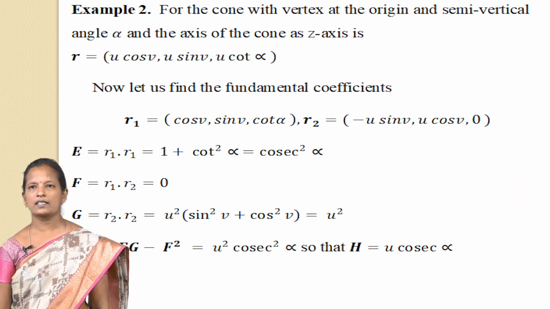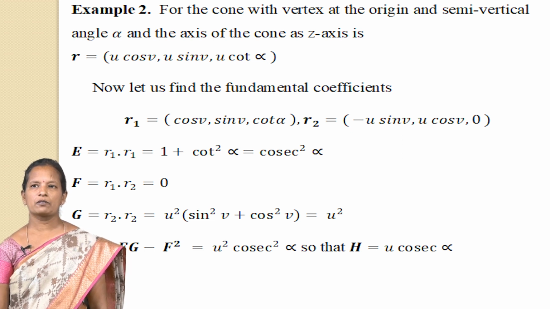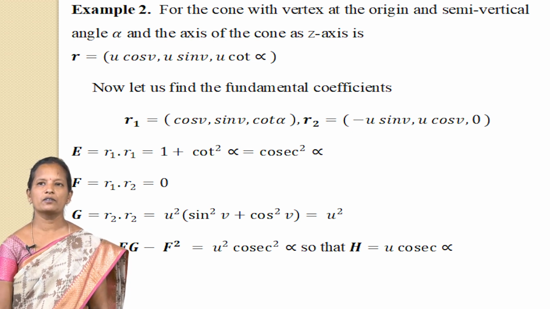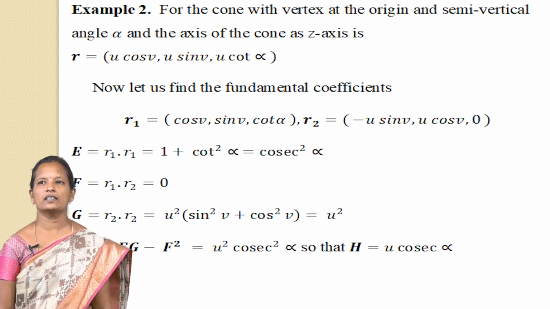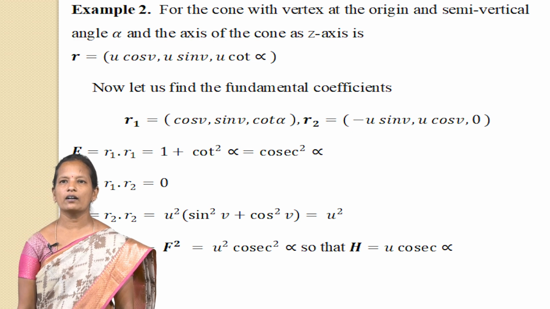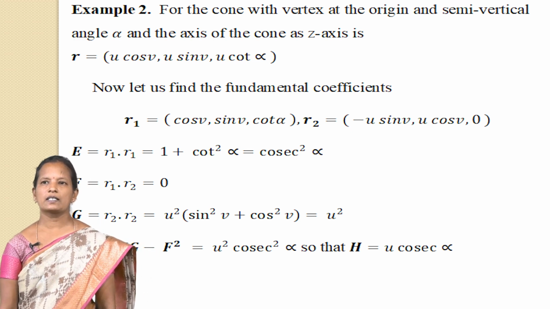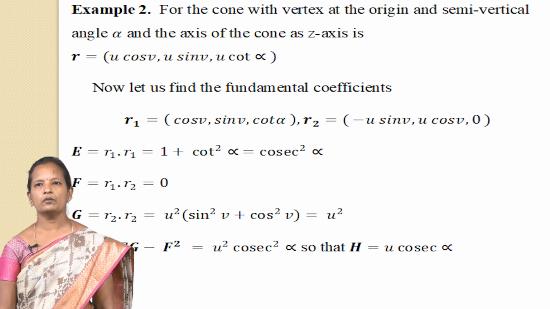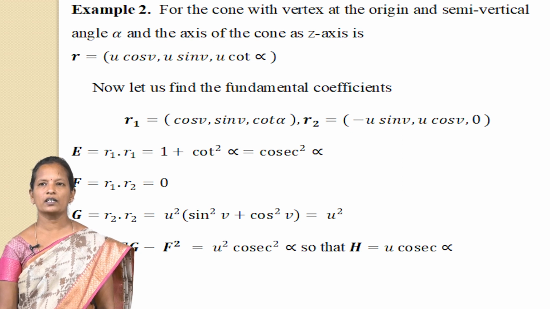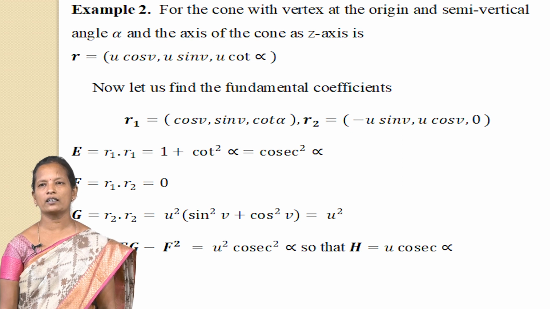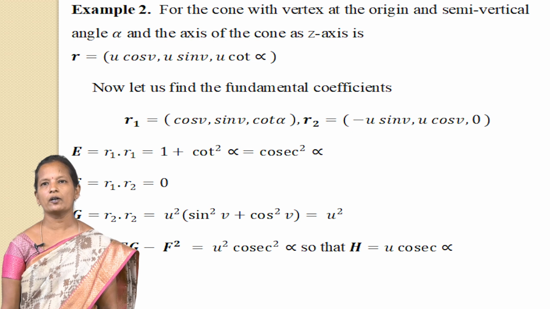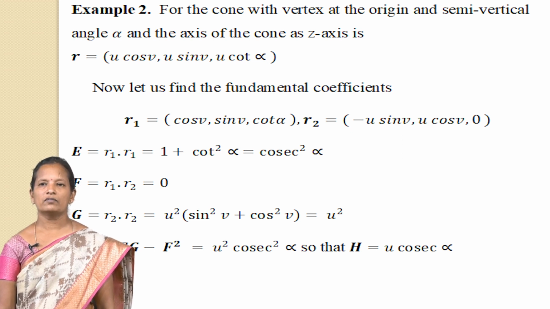Then let us go for example 2. Find the fundamental coefficients for the cone with the vertex at the origin and semi-vertical angle alpha and the axis of the cone as the z-axis. The vector r is u cos v, u sin v, u cot alpha. The position vector r is taken as xi plus yj plus zk, so r is x, y, z.